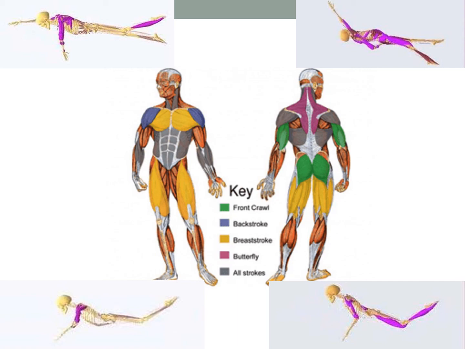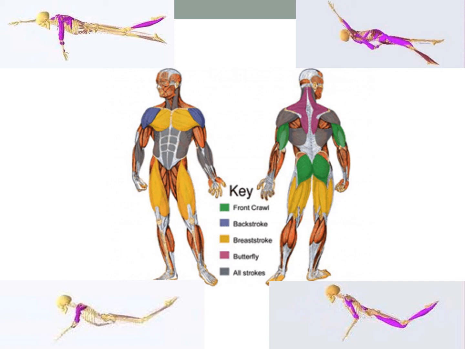So the front crawl is the top left, and you can see in both pictures that it's highlighted in green in the middle picture, how the triceps are being greatly used for that exercise. In the top right is the backstroke, and in the middle picture you can see how the deltoids are a big help in that exercise.